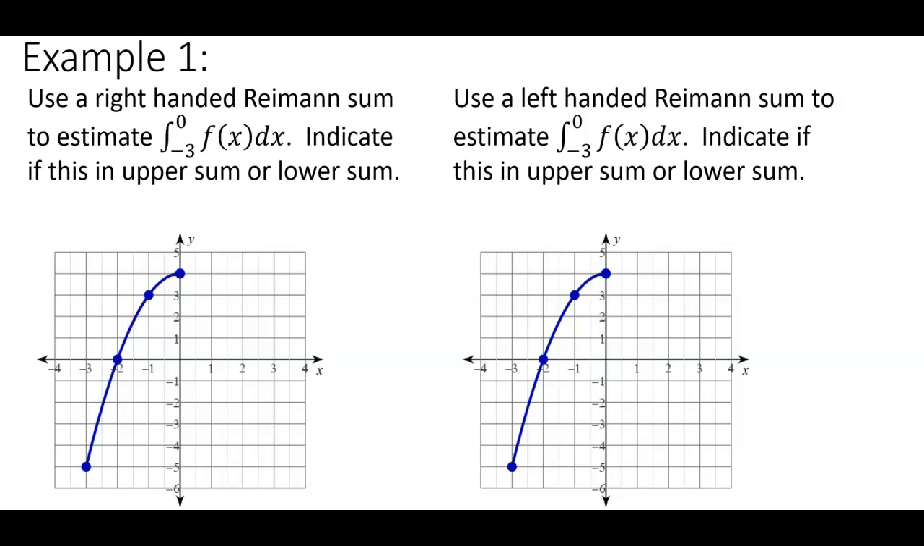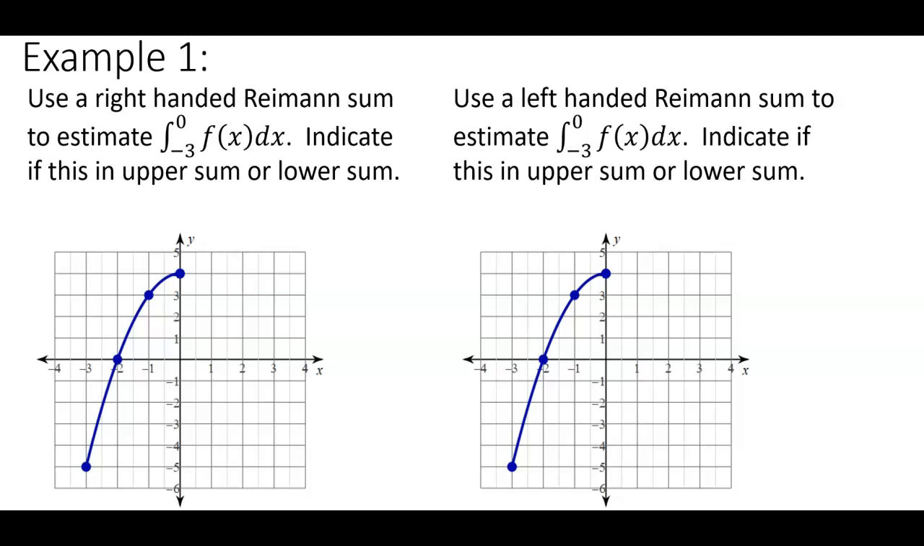So here we go. We're going to draw some Riemann rectangles on this curve to estimate the area. I'm going to do it once with a right-handed sum, and I'm going to do it again with a left-handed sum. And you're going to get two different answers. One is going to end up being an overestimate, one's going to end up being an underestimate, and we're going to have to explain our reasoning. Okay, so that's it. That's what we're going to do. Okay, so it's a two-step process.